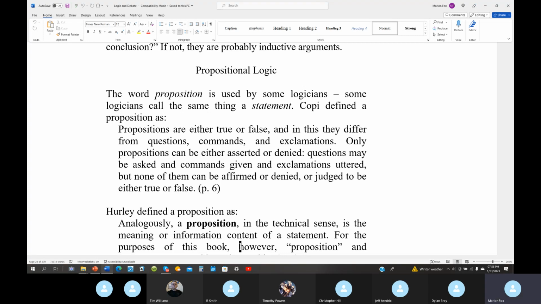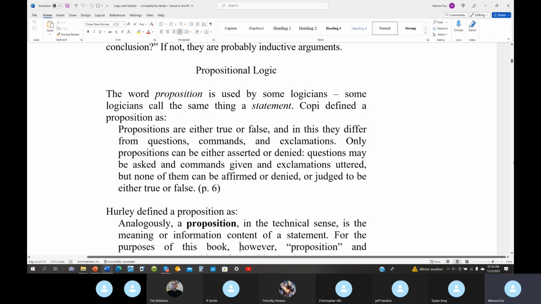Questions can be asked, but you can't say that it's true or false. A question: what is this thing I'm holding right now? It's a computer mouse. You say, so what is it? That's the question. You can't say the question was true or false. All you can say is the answer to the question might have been true or false, but the question itself was not. So questions and commands, exclamations and things of that nature are not propositions.